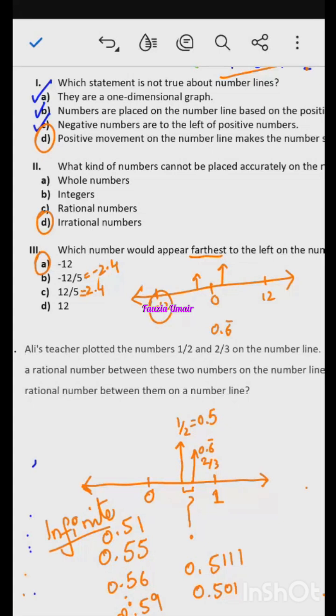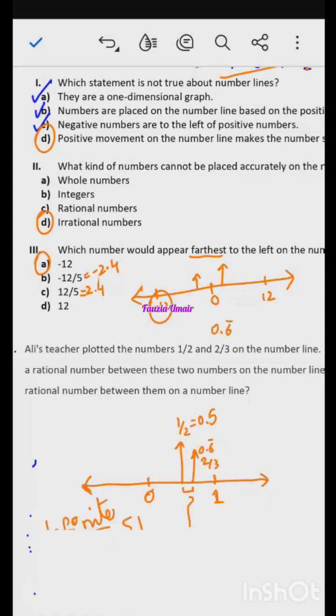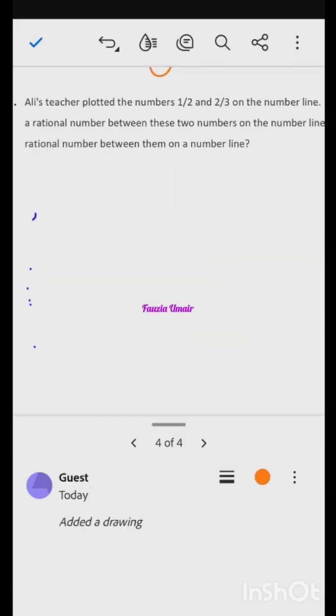I have converted these fractions into decimals because finding fractions is difficult, but finding decimal numbers between 0.5 and 0.6 is easier. So any question in this? Anything you cannot understand? Is it clear? Yes, ma'am. All right, that's great. So let's move on to the next question.